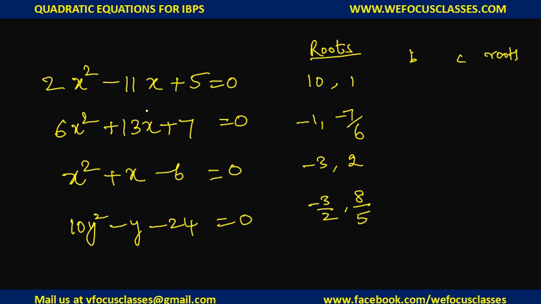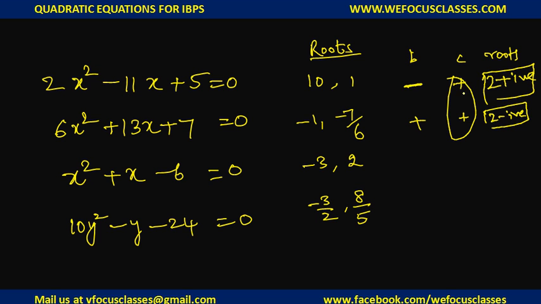Now see here. So when C value is positive and B value is negative, you got the roots as positive. Both the roots positive, friends. Two roots positive. And when C value is positive and B value is positive, you got two roots as negative, friends. Two roots negative. See, when C value is positive, both the roots will be positive or negative.